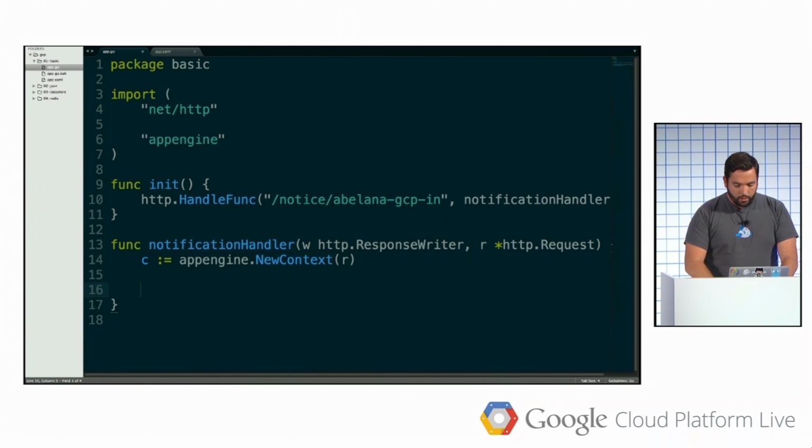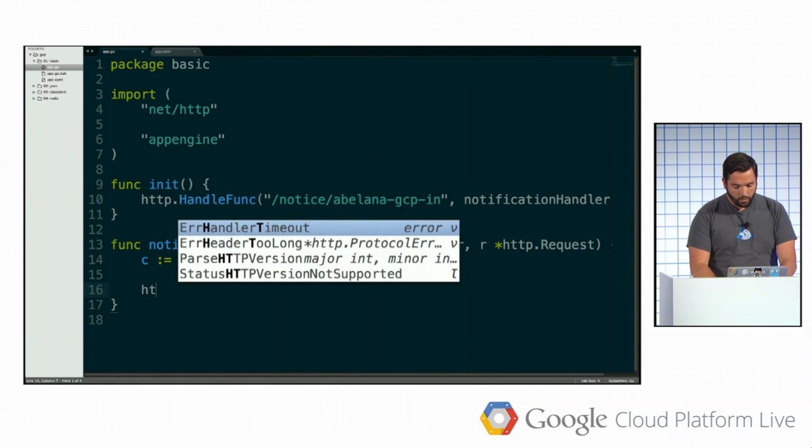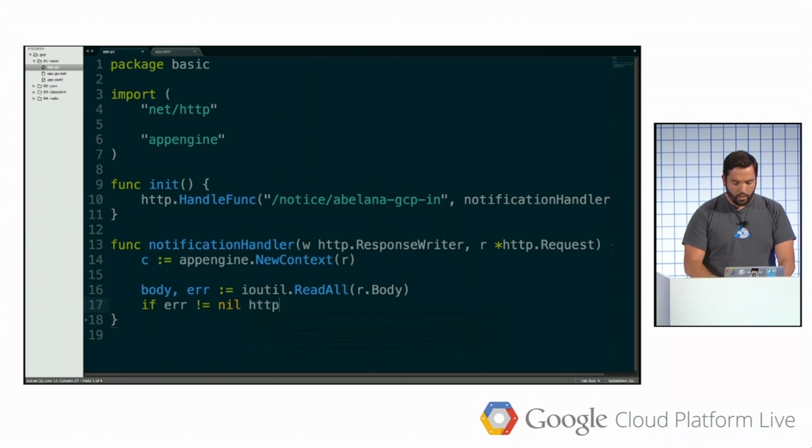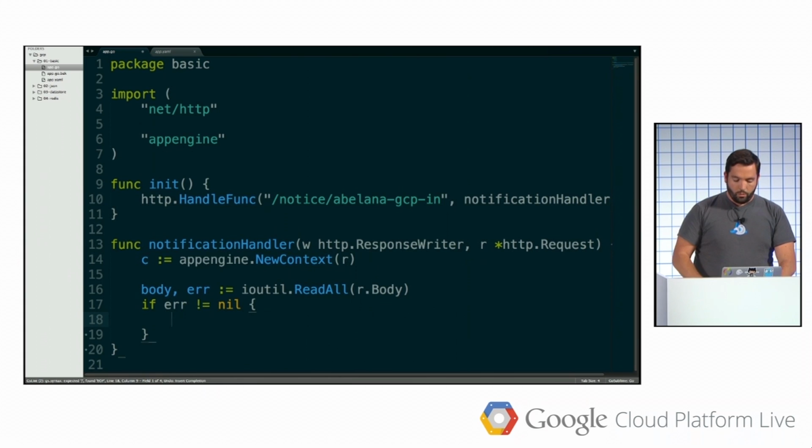And I'm just going to log whatever I get from the request. So I can read everything from the body of the request. That will give me a body, and an error if something goes wrong. If something goes wrong, so the error is not nil, I want to log it. This is something serious, something bad happened.